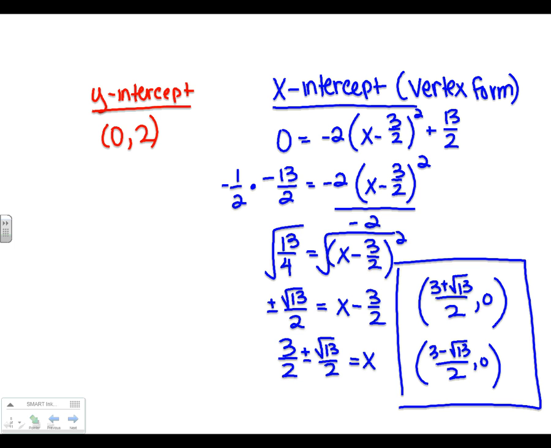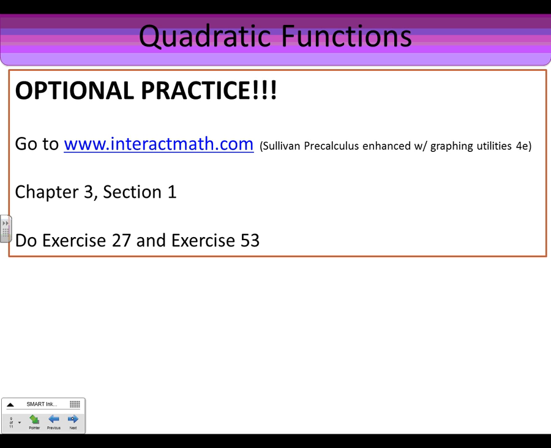All right, so that's what we're going to be working on in class next time. If you need a little bit of extra practice, go to Interact Math and try doing exercise 27 and exercise 53 on your own. This is a really great way to practice because if you feel kind of iffy on what we just did, Interact Math will help walk you through that. It will give you the answer so you feel a little bit more confident before coming to class. And we will practice this when I see you in class next time.